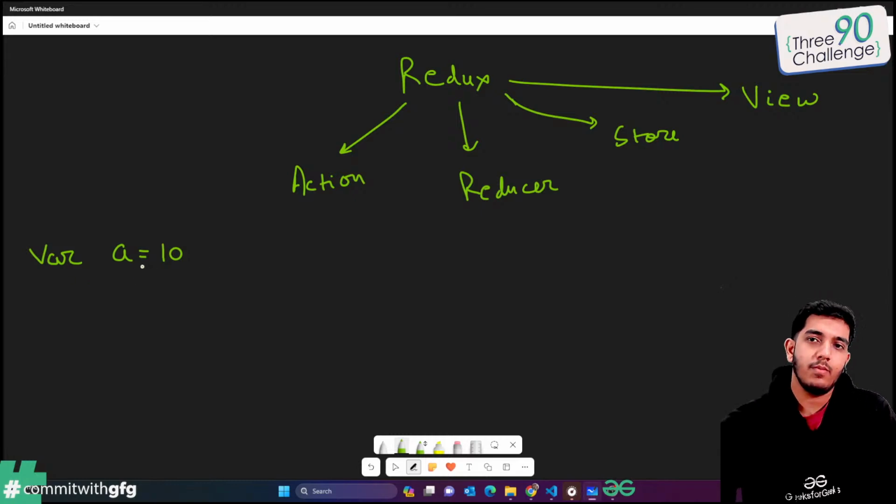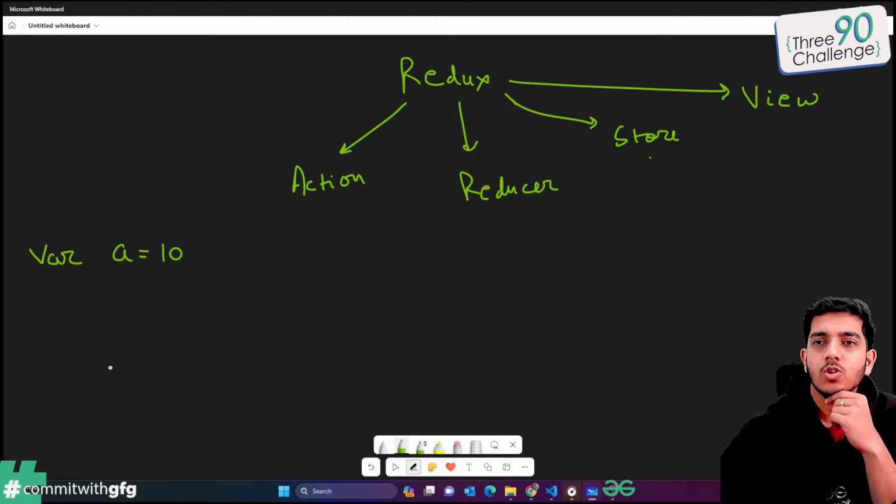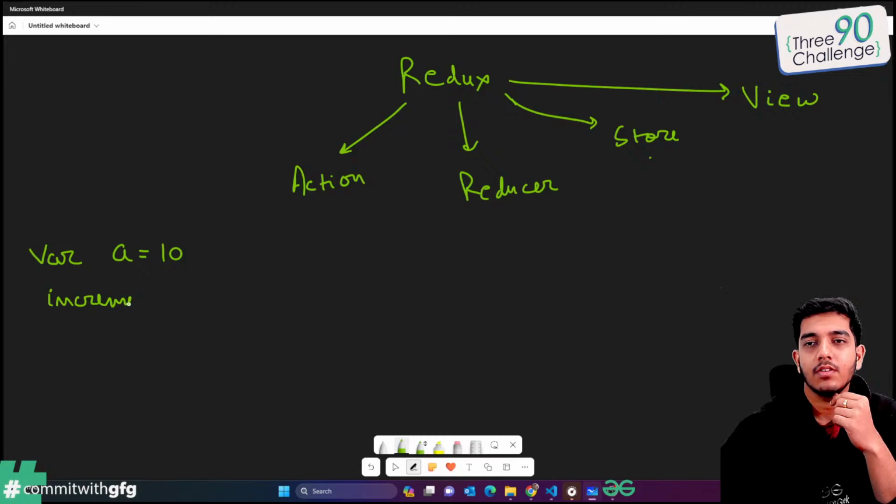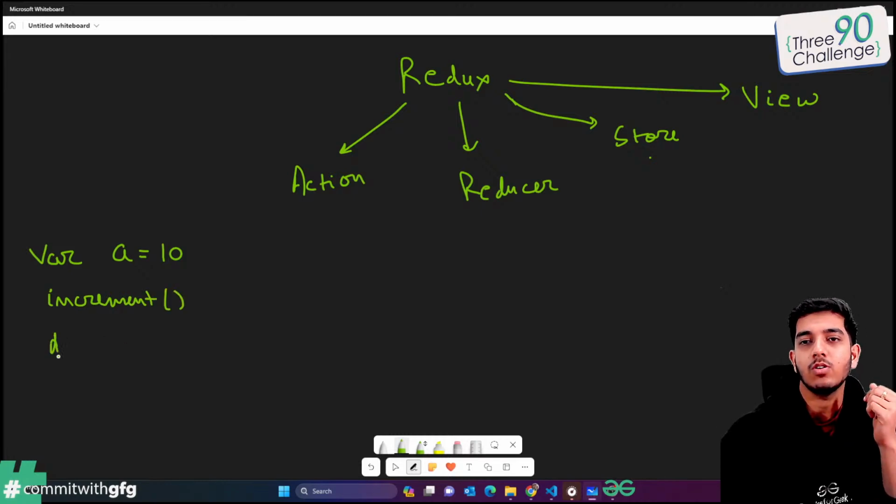Where are you going to store this variable? You're going to store it in your store. First, let's assume there are some operations also. For example, you want to increment this variable, so you have an increment function. Suppose you have a decrement function also, to decrement the value of a.